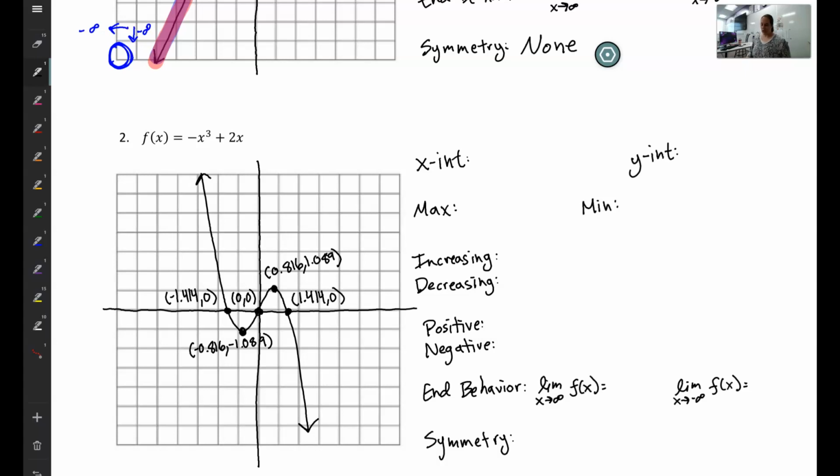Welcome back. Let's take a look at number 2. I've got my graph here. I copied all the points and I've got my template. I just need to fill everything out. First thing, x-intercepts. I've got 3. So I'm going to list all 3 times that I cross the x-axis.